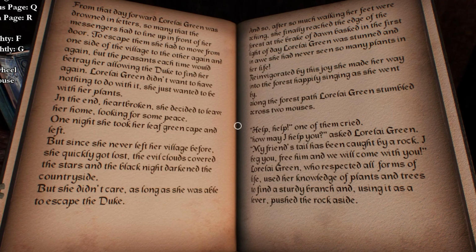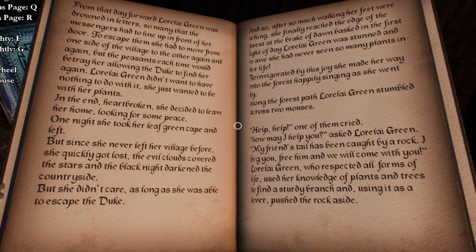Along the forest path, Lorelei Green stumbled across two mouses. "Help! Help!" one of them cried. "How may I help you?"